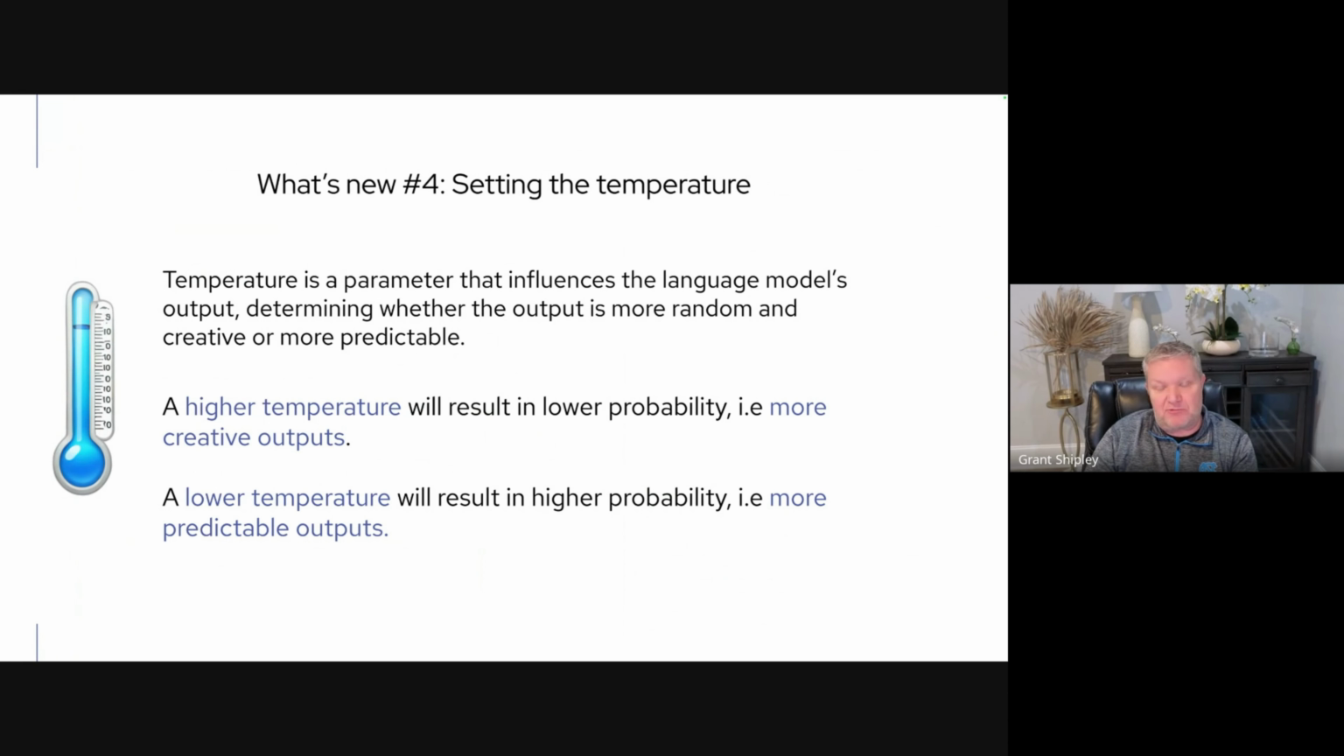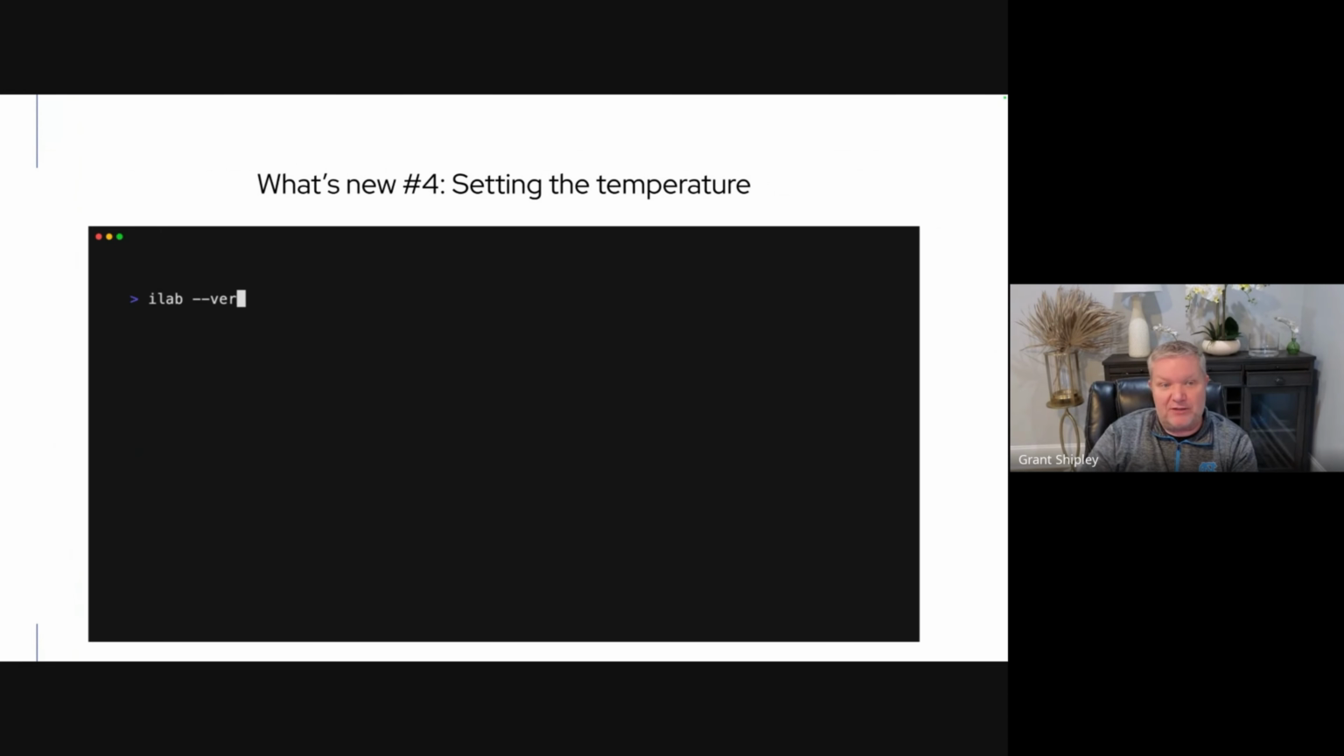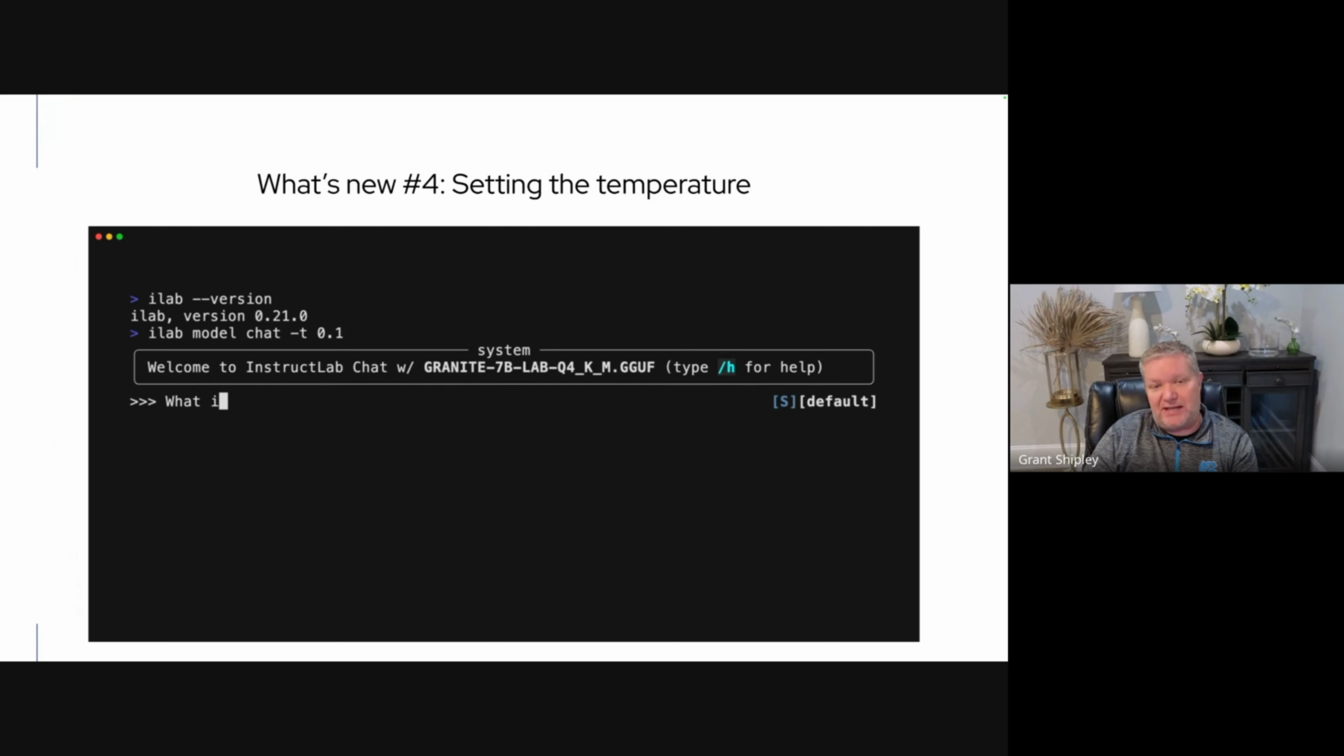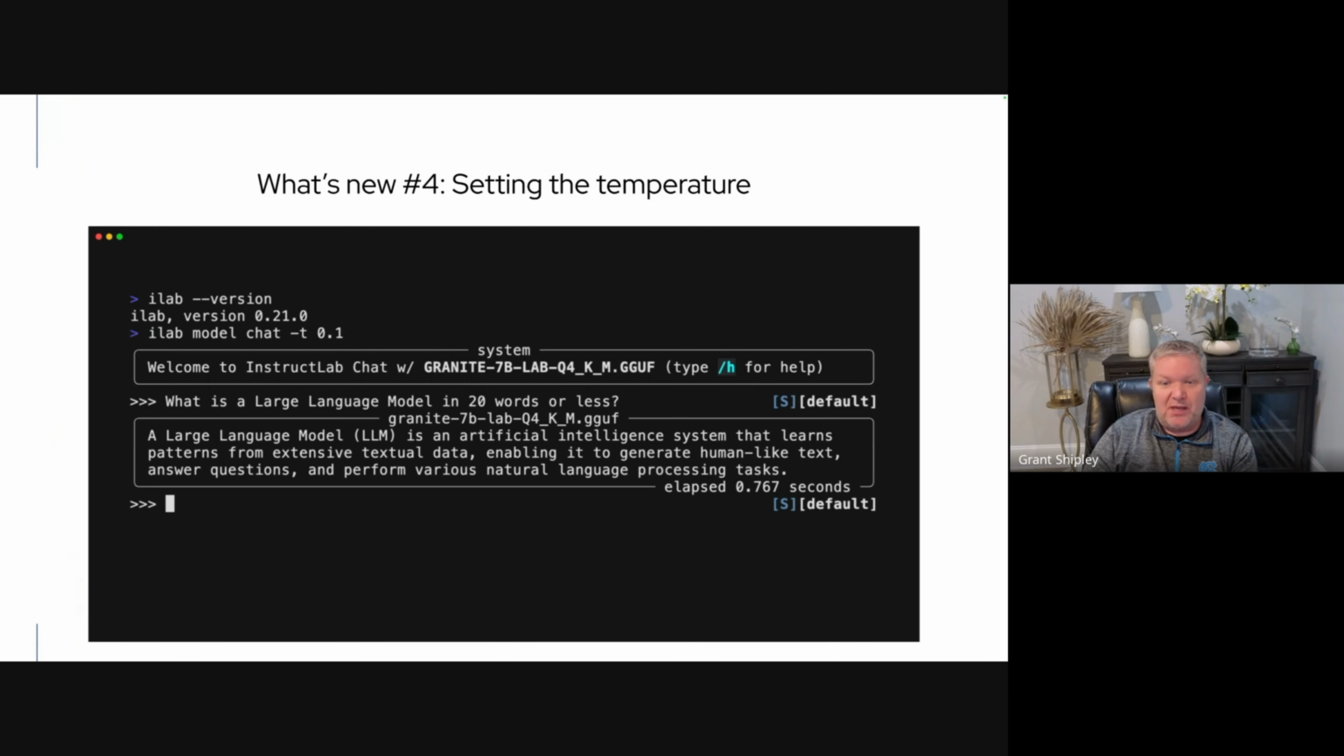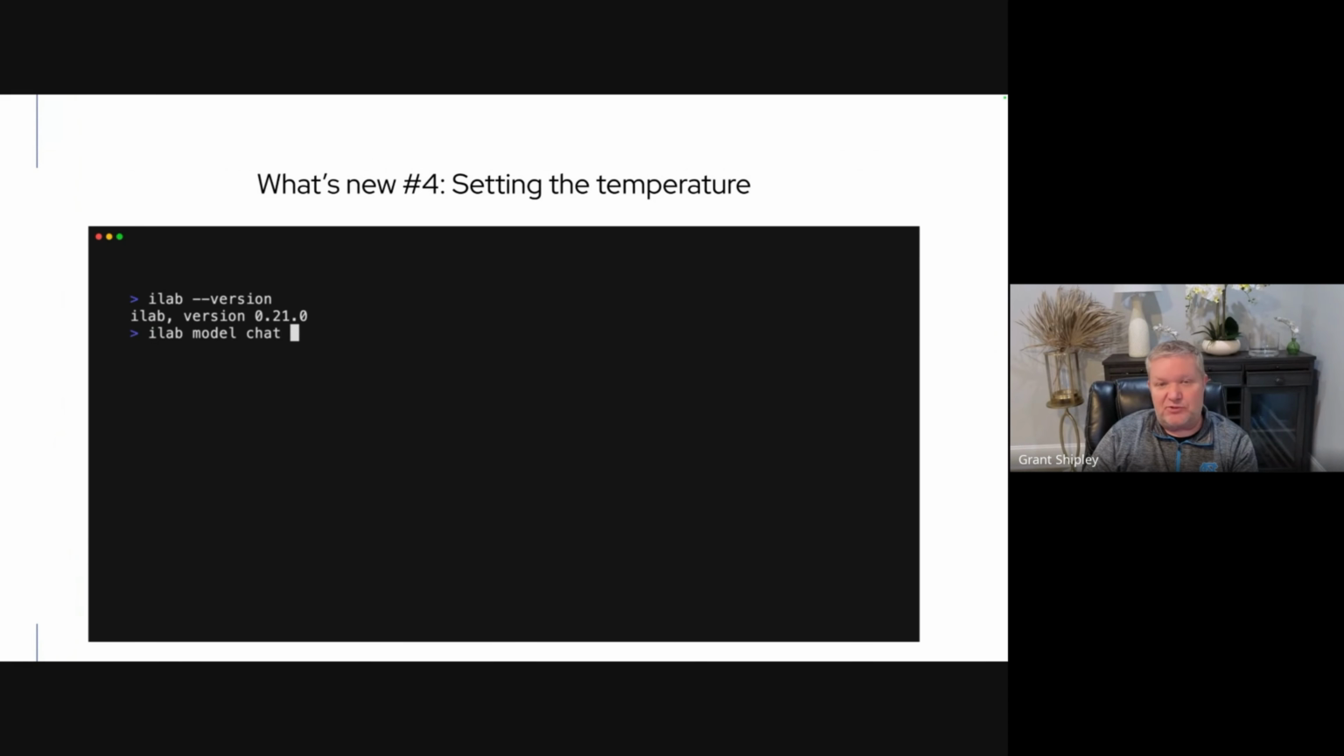So if you're not getting the results you want from your chat, try setting that temperature to a lower value. You simply do that with ilab model chat. You can pass in -t and a value, or --temperature and a value, and then ask it the question that you want. I've been waiting on that a long time, super excited about it.